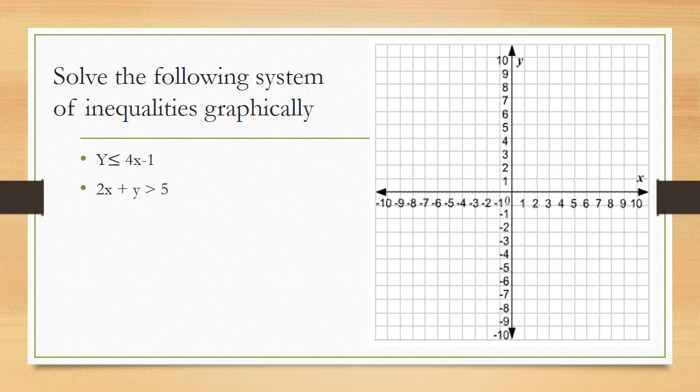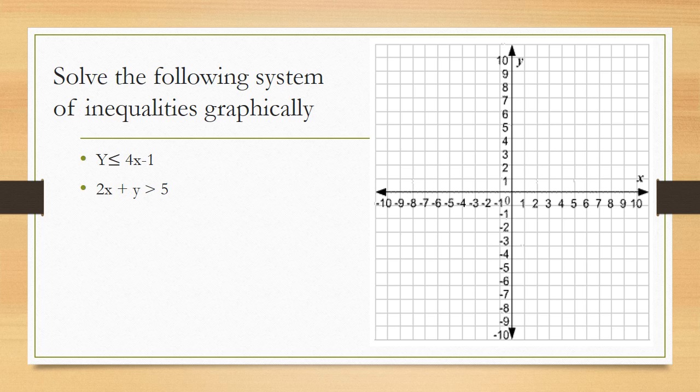Now let's take a look at how we can solve a system of inequalities this time. We're going to solve this system of inequalities graphically. So we have a system of two inequalities: y is less than or equal to 4x minus 1, and 2x plus y is greater than 5.